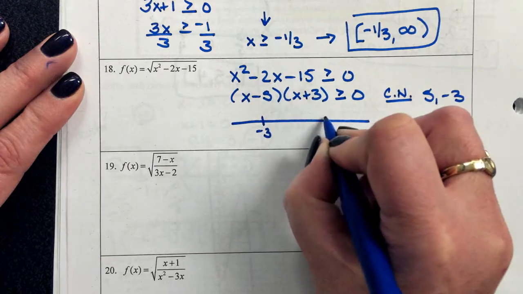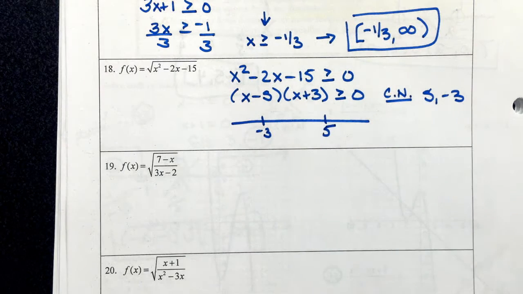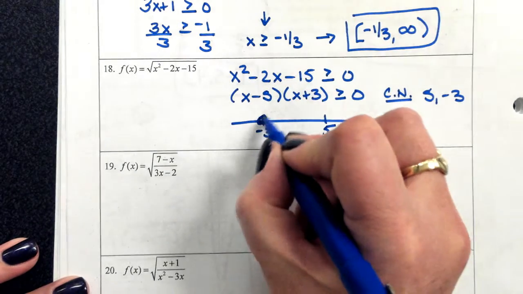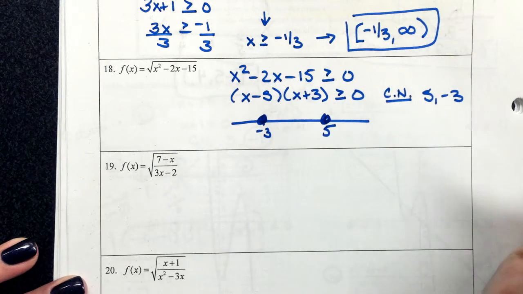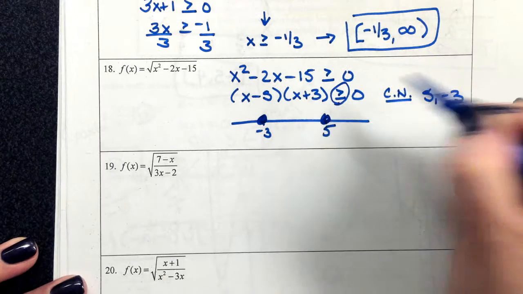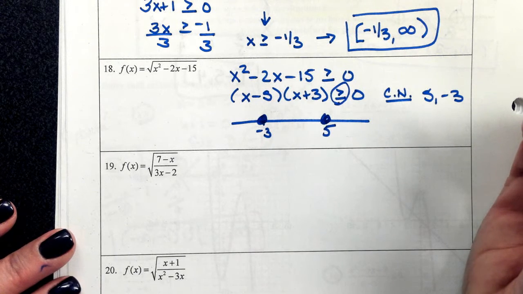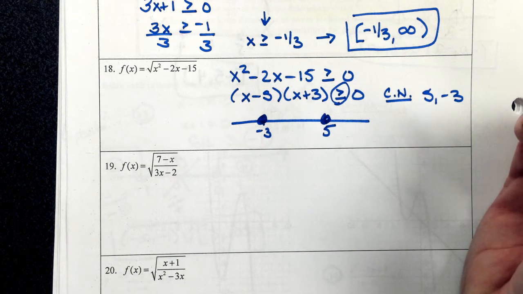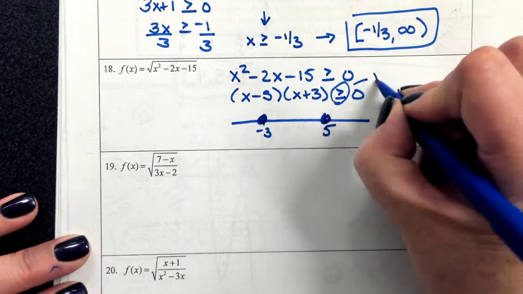So I'm going to have to do my number line test. What kind of circles am I going to place above negative 3 and 5? Are they going to be open or are they going to be closed? Closed. Now, what kind of intervals are going to be solutions to this inequality? Greater than 0. Am I dealing with positive or negative intervals to be solutions? Positive. So I want the positive.